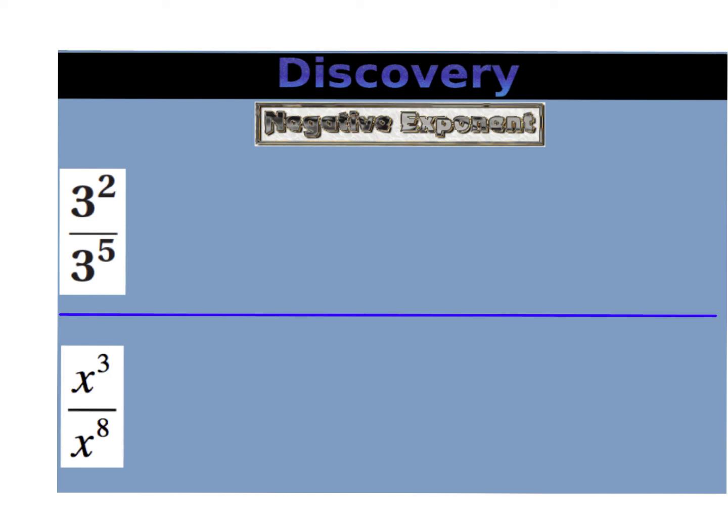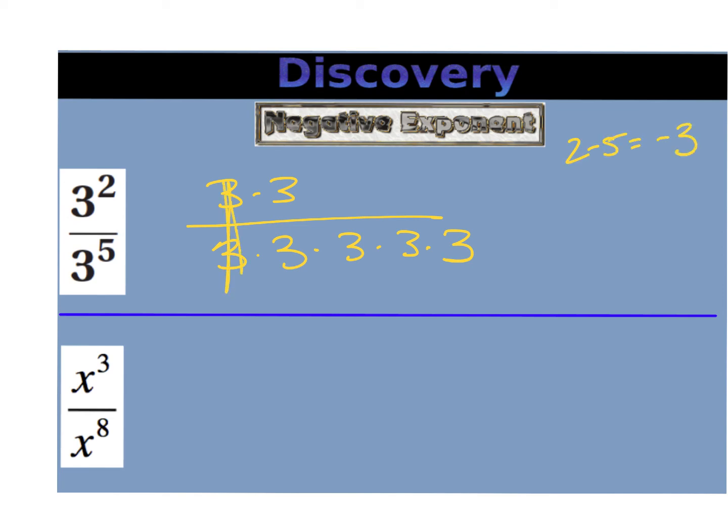So let's go ahead and try these the long way. I have 3 squared, so 3 times 3. I put it over 3 to the power of 5. 1, 2, 3, 4, 5. Now, we know we subtract. 2 minus 5 is going to give us negative 3. These cancel out, these cancel out. So on top, I'm left with a 1, and the 3 to the third goes on the bottom. So 3 to the negative 3 equals 1 over 3 to the positive 3.